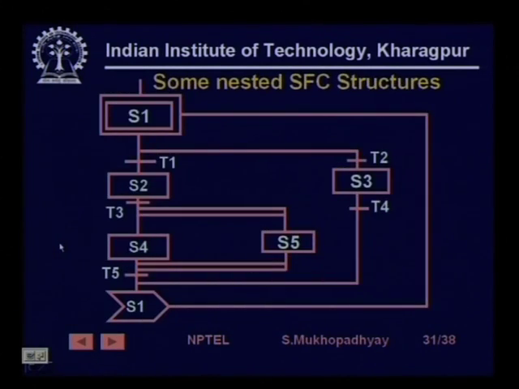Similarly, you see here what is happening, exactly the same thing: here you have a selective branch. So, you can either go into S2 through T1 or go into S3 through T2. That is a selective branch. While you are in a selective branch, you can execute a parallel branch, and when S4 and S5 are both active, at that time if T2 evaluates to true, then you will come to a jump which will again take you to S1. So, such control flows you can specify.